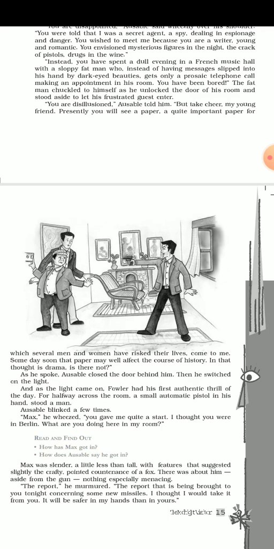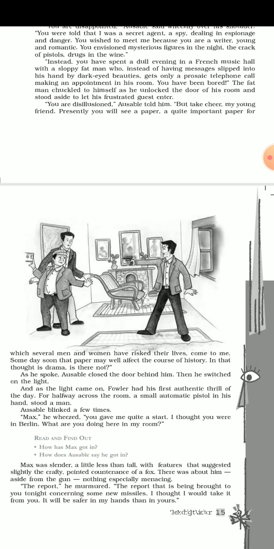Next is, and as the light came on, Fowler had his first authentic thrill of the day. So what was the thrill? As it was the question also, what was the first authentic thrill of the day? For halfway across the room, a small automatic pistol in his hand, stood a man. Ozable blinked a few times. Max, he wheezed. You gave me quite a start. Right? Wheezed means to speak breathing noisily and heavily in a heavy tone. Right? Wheezing. So, I thought you were in Berlin. What are you doing here in my room?